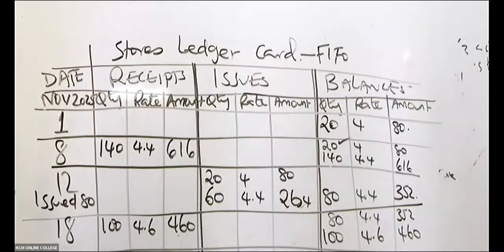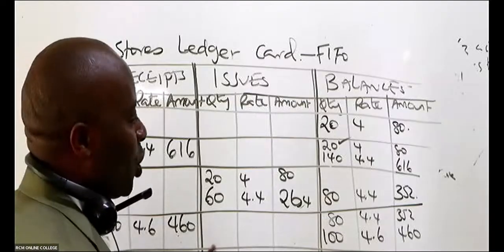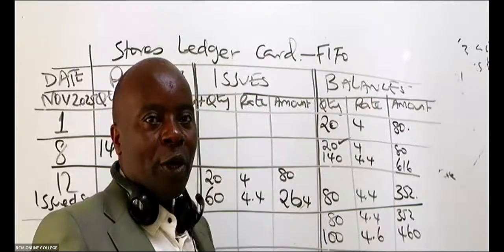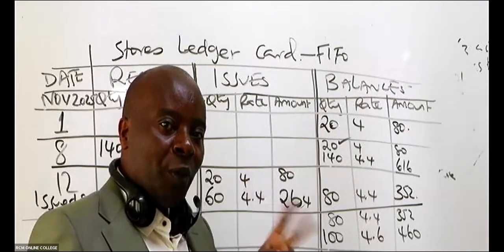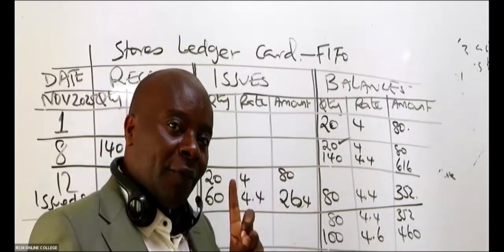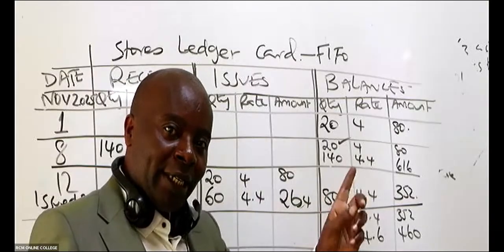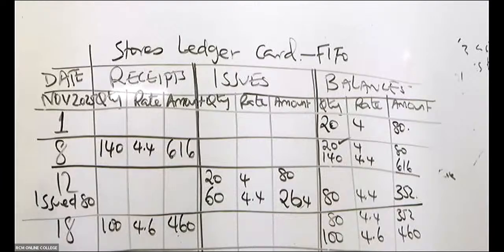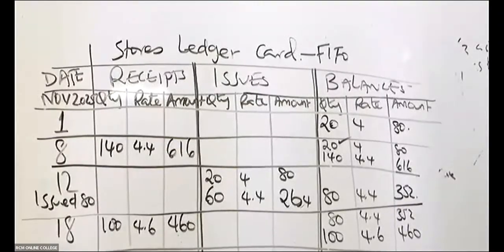So remember, ladies and gentlemen, when it comes to issuing, you know now here there is polygamy. You are like a polygamous man. How many wives do you have? Two. But remember in FIFO, the first one goes first. The first out first. That is the concept of first in, first out.